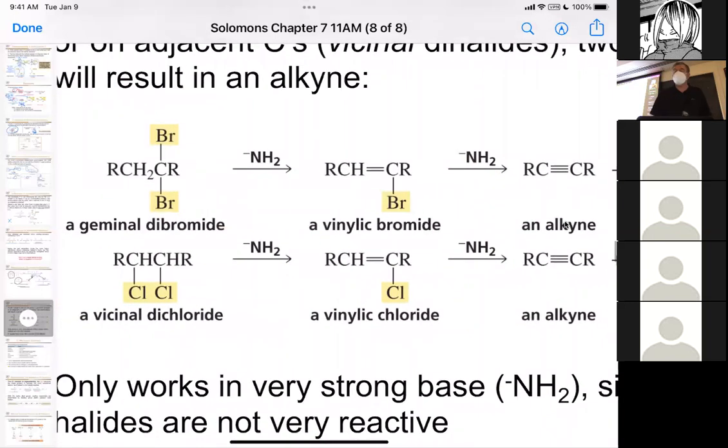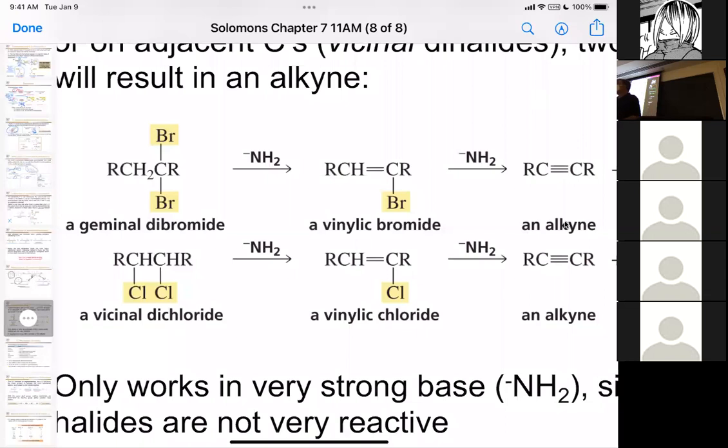Now, what if you have one chlorine on the alpha carbon and one on the beta carbon? Well, we call this vicinal, meaning nearby, related. And so we have one on one side and one on the other, and we're going to do the exact same thing. One of them is going to go first, giving us our vinyl chloride, in this case. And then we're going to have to remove the second one again with this very strong base, sodium amide.